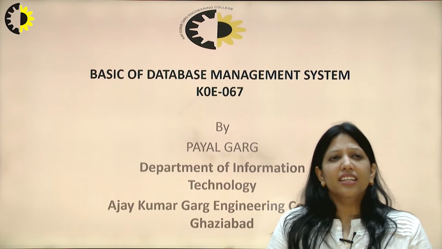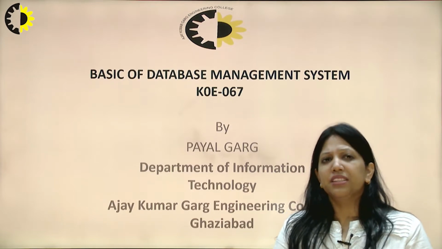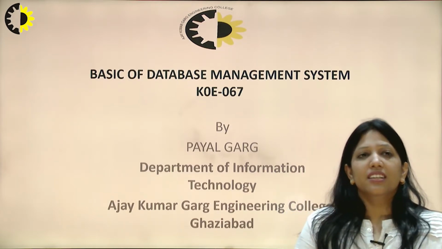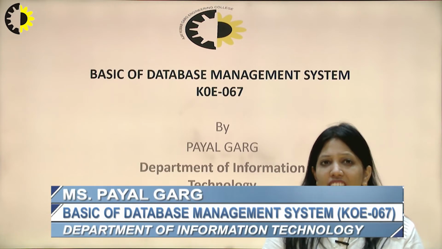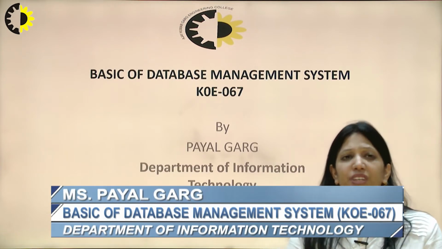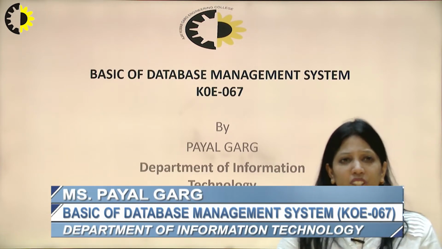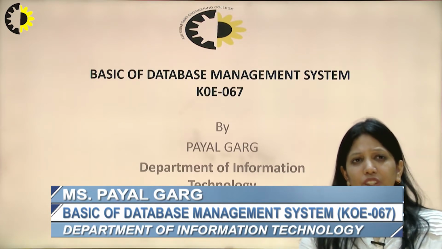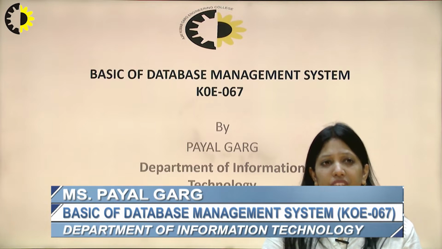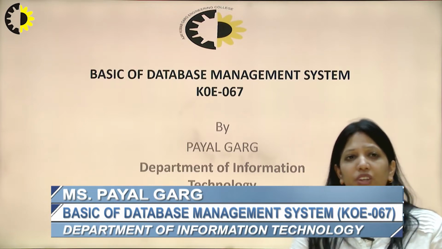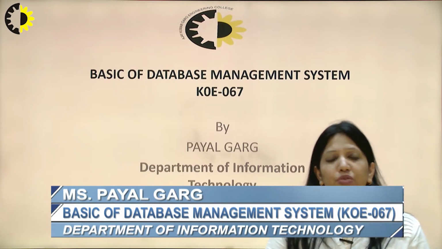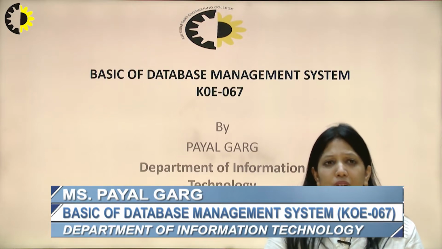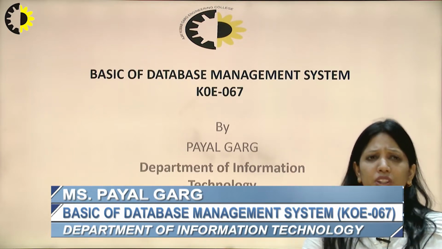Today in the lecture series of Basic of Database Management System, we discuss the operations on the relational algebra. We have already discussed the unary operations like selection and projection. Today we discuss the binary operations, in which we need to find the relation between different tables. If two tables are given to us and we want to find the relation between them, then a unary operation will not work.